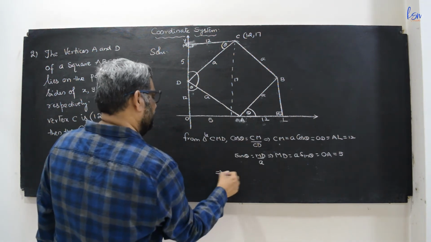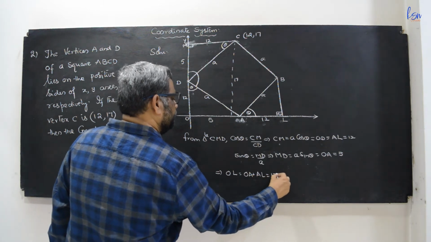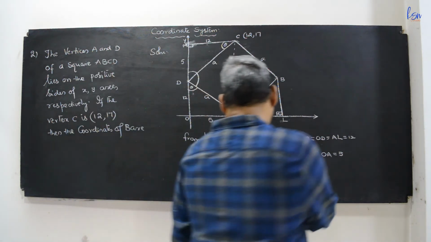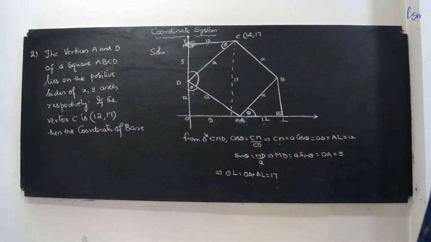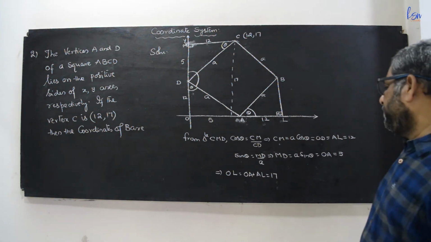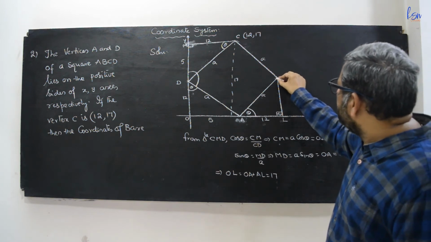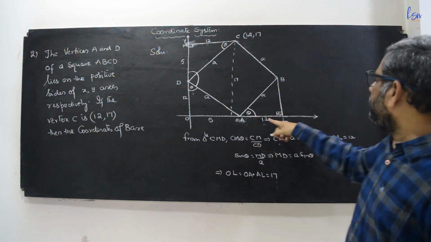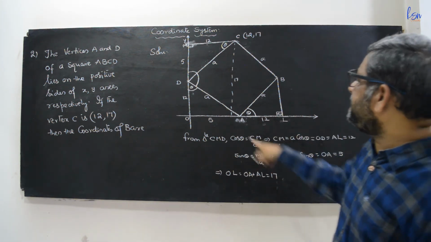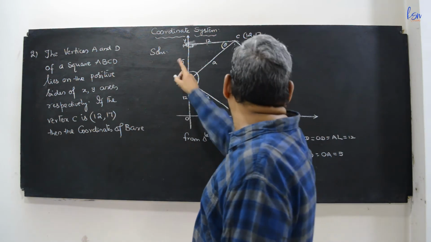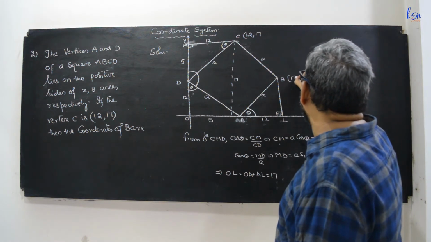Therefore, OL is equal to OA plus AL is equal to 17. So here we got OL is equal to 17. That means the x coordinate of this point is 17. Now coming to the next one. Now we need the y coordinate of this point. Y coordinate of this point means this distance is required. So this is 12. Now you take here, this is 12 units, this is 5. So OL is equal to 17 means this is 17 units.